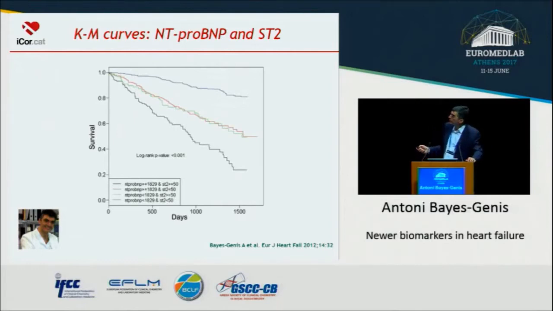which is the evidence that we have with ST2. We did some studies combining NT-proBNP and ST2. Here you have a survival curve. When you combine NT-proBNP and ST2 and the 2 are high, survival at 4 years is just 20%. If the 2 biomarkers are low, survival at 4 years is 90%. We're talking about a very hard event. 4 years survival, 90% versus 20%.